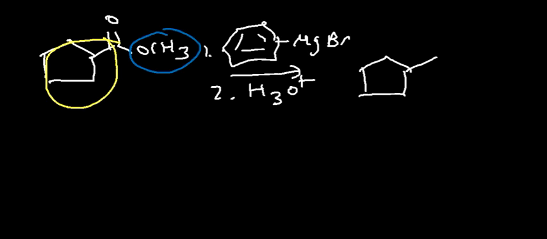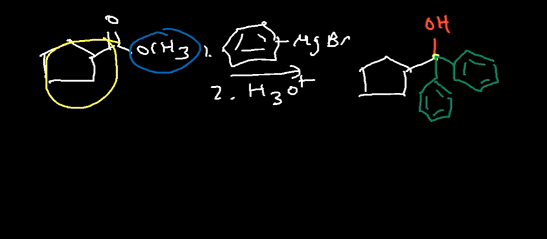Now we know that the carbonyl oxygen is going to be reduced to an OH. And then at this point, you need to add your 2 R groups. Right now, this carbon atom has 2 bonds. It can form 2 more. So we're going to add 2 benzene rings to it. And that's going to be the end result for that reaction.